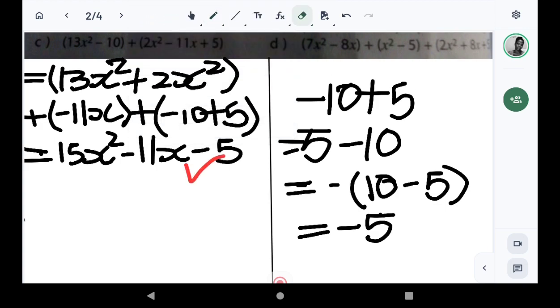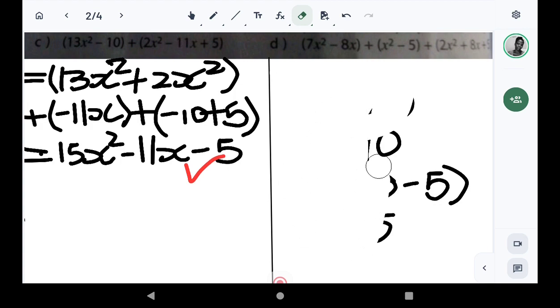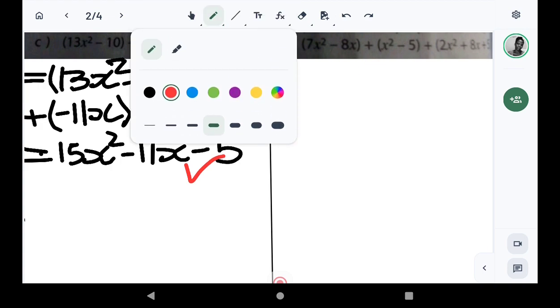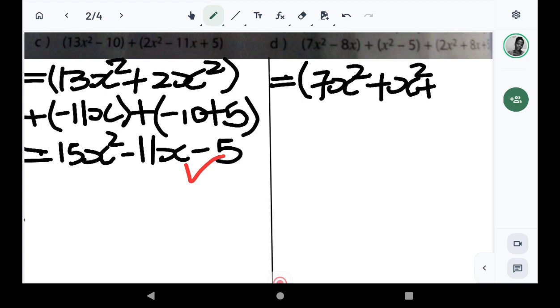Next question: you're adding 7x squared minus 8x, in brackets, plus, in brackets, x squared minus 5, plus 2x squared plus 8x plus 5. As usual, you put all the like terms together in brackets. Start with those that have the highest degree. That is 7x squared plus x squared plus 2x squared. These are the ones with x squared.